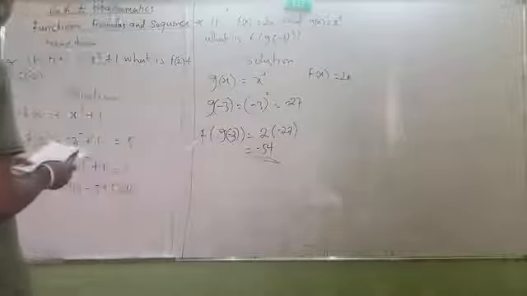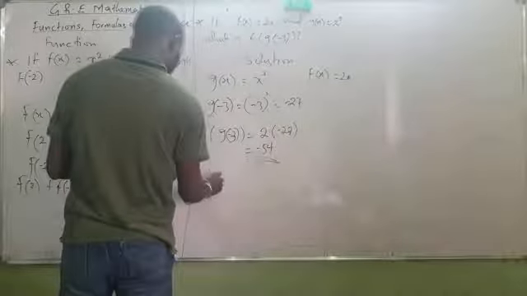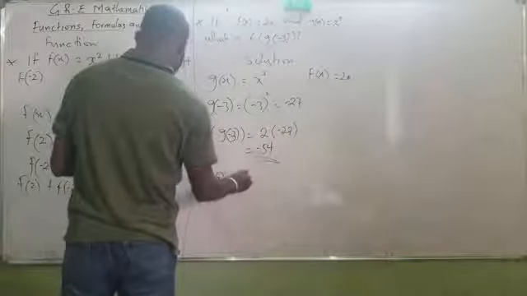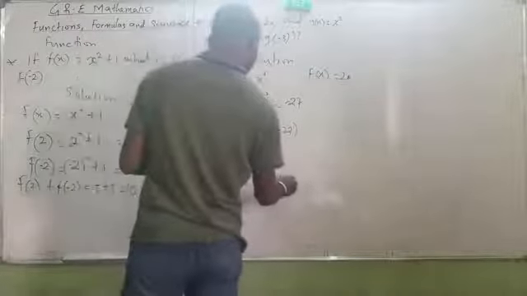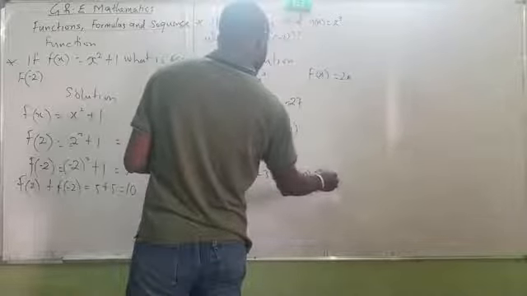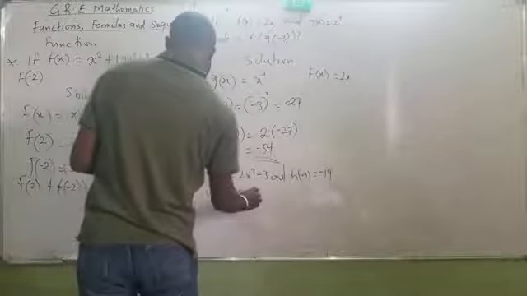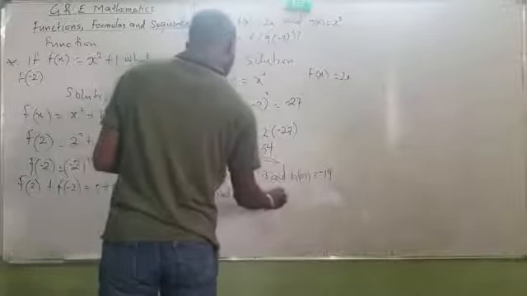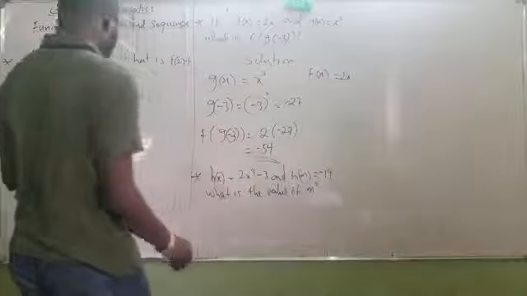Very, very straightforward. Now, I have another one that says that h of x equals 2x cubed plus 3 and h of m equals minus 19. What is the value of m?